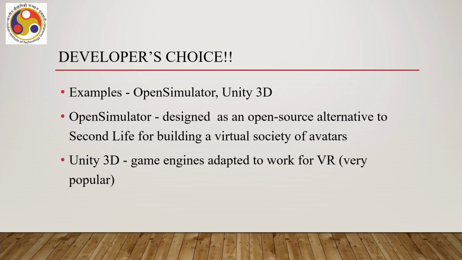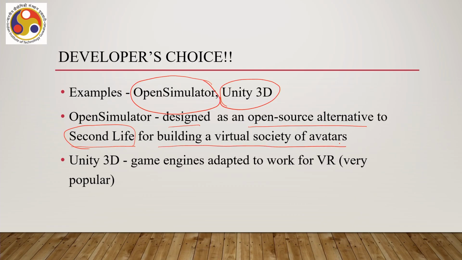For example, Open Simulator or Unity 3D can provide such ready-made VWG. Open Simulator was designed as an open source alternative to Second Life, a particular experience for building a virtual society of avatars. Second Life once upon a time used to be a very popular game to build alternative reality, and Open Simulator was designed to support a developer in doing that.